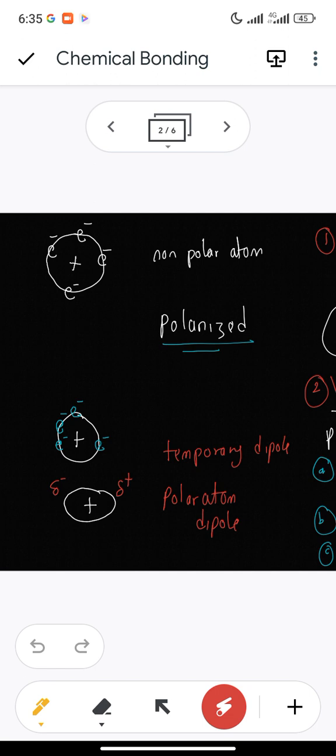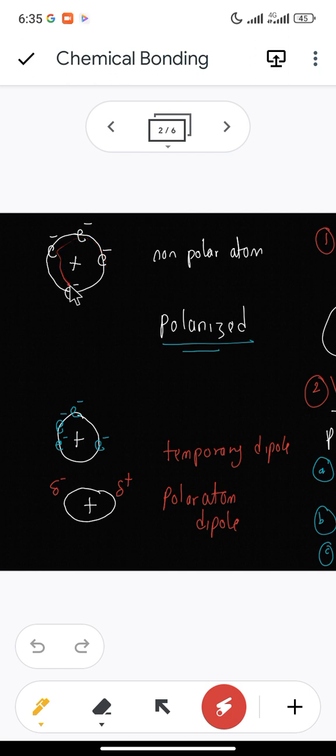Now we talked about an atom. We said this is, let's say, a non-polar atom because the electrons are evenly distributed around the nucleus. We said this non-polar atom can be polarized, can become polar. That's what polarization means. And how can it be polarized? We said it is polarized because of the movement of the electrons around the nucleus.